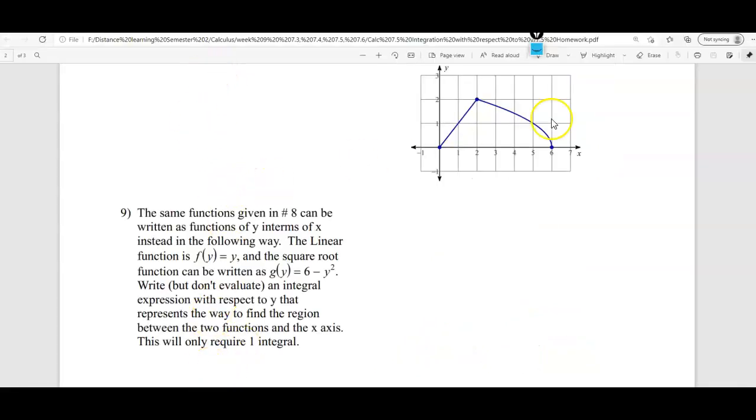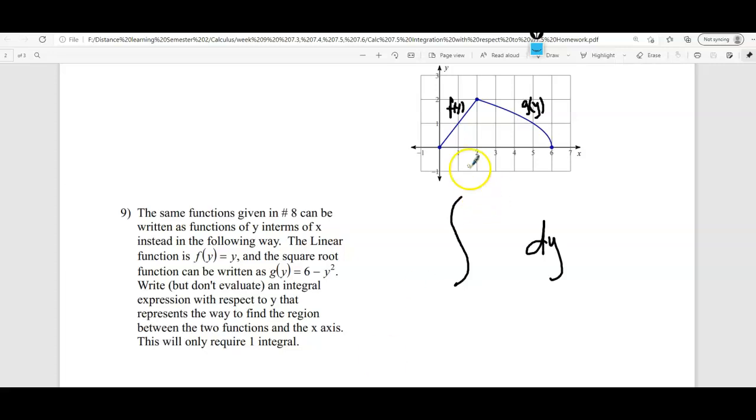All right, so it says this same graph here can be written in another way, where instead of writing this as f of x and g of x, we could think of this side as f of y, and this side as g of y. And you could do that just by solving for the opposite variable. But anyway, we can find this integral a little bit differently. If we are writing these functions in terms of y, then that means we're going to be integrating with respect to y. And when you integrate with respect to y, your limits are y values also.